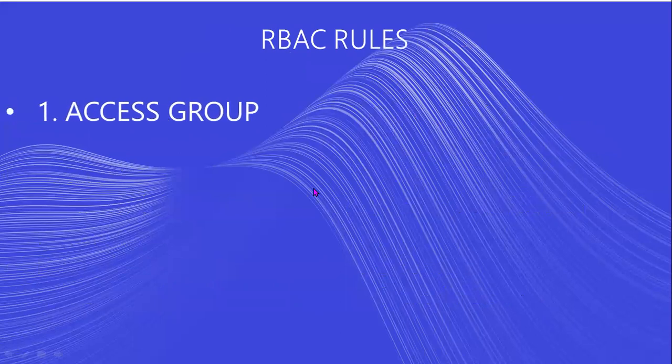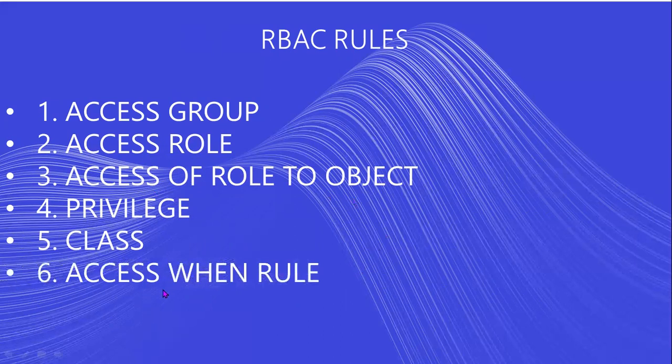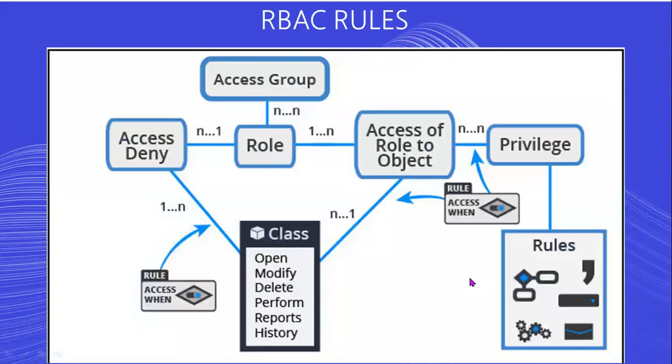So how can we implement this role-based access control after giving the user ID and password? Now, you may have n number of applications on the server. So which application should the user be able to access? Those things we can specify in the access group, and we can also give the access roles. And then through the access of role to object, and then the privilege, and then the class. On this class, which records, which roles have to be accessed by the user, and then the access when rule, and then the access deny rule. By using all these rules, we can implement the role-based access control.